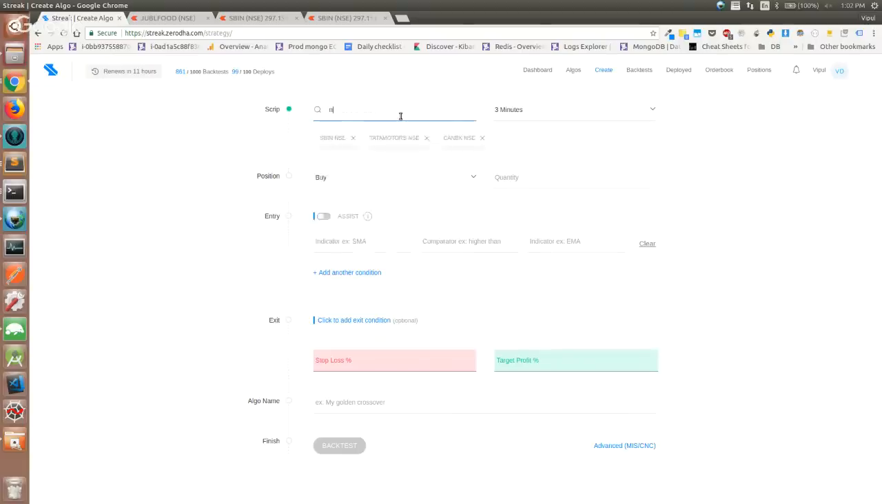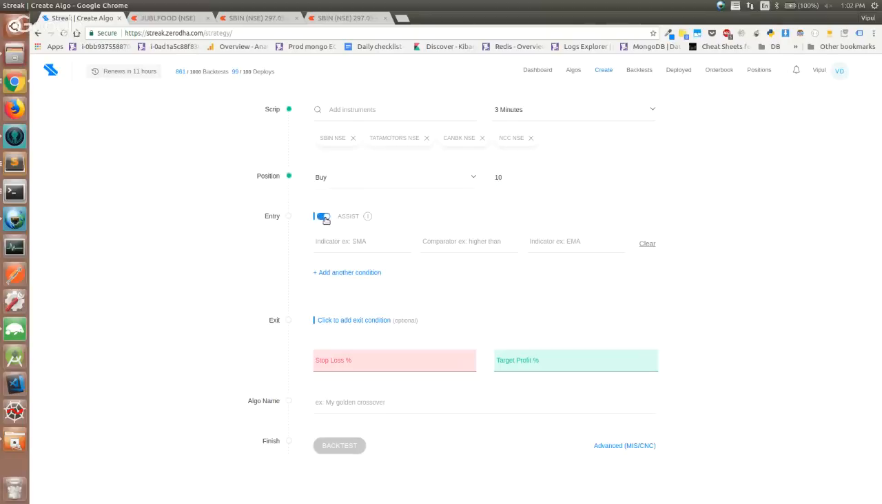I'll add Canara Bank, NCC, and any other stocks you would want me to add. Obviously Nifty, somebody is asking can I short Nifty. I'll try to cover that if time permits. Okay, let's say quantity 10.